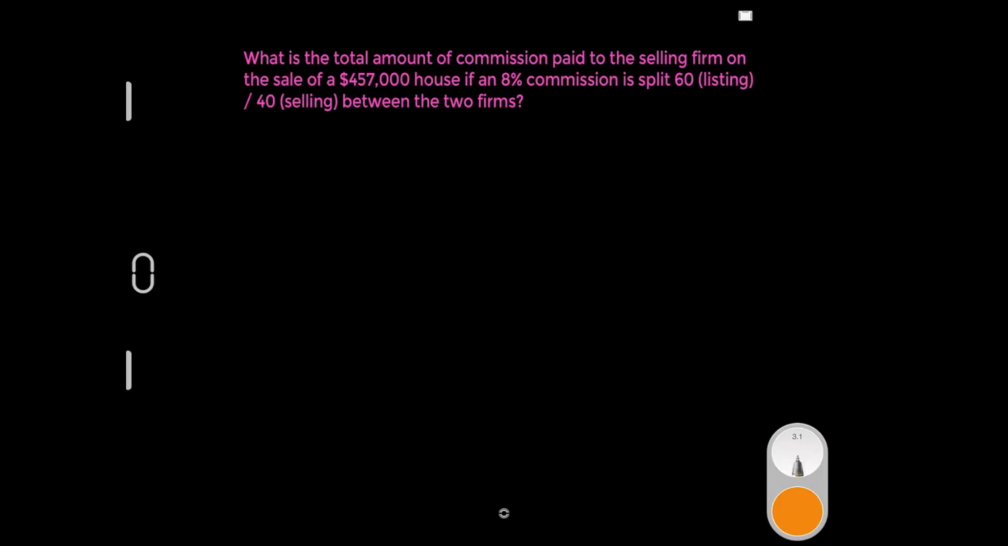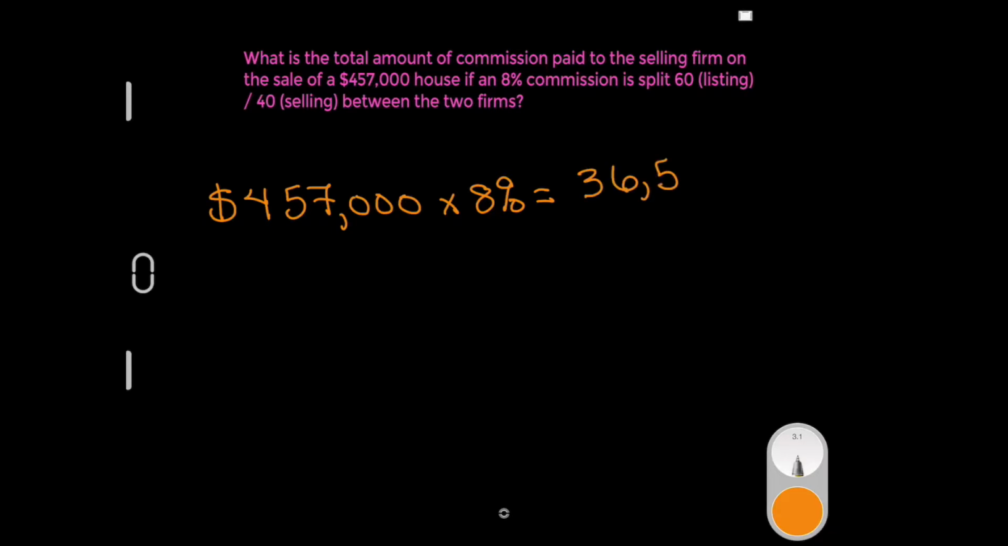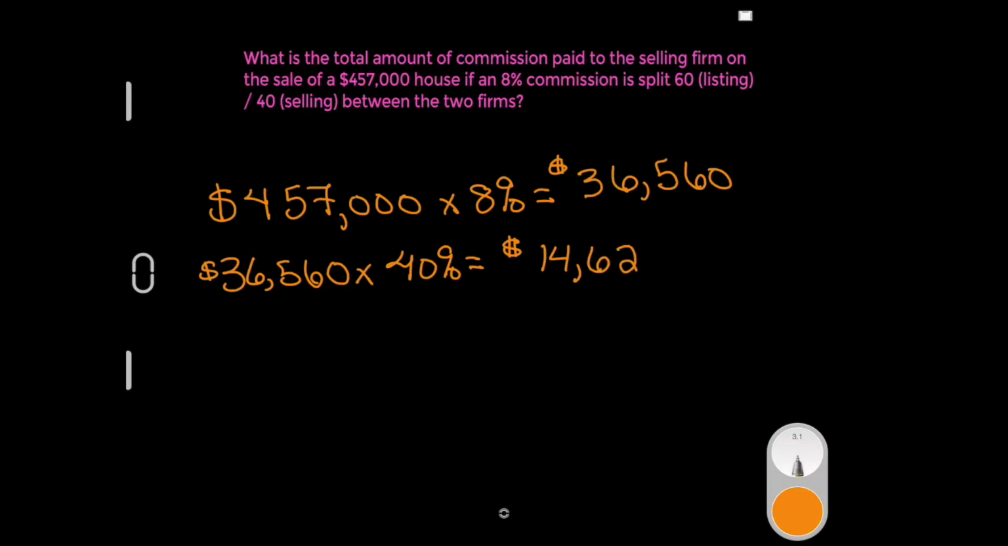Some of you look at the problem and you know exactly what to do. You're going to take this $457,000, you'll multiply it by 8%, and that's going to give you $36,560. And then we'll take that $36,560, multiply it by 40%, and that would give us an answer of $14,624. There you go.